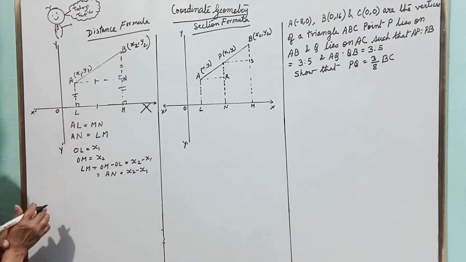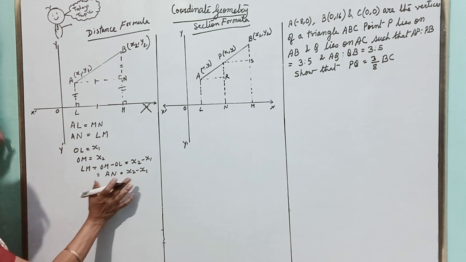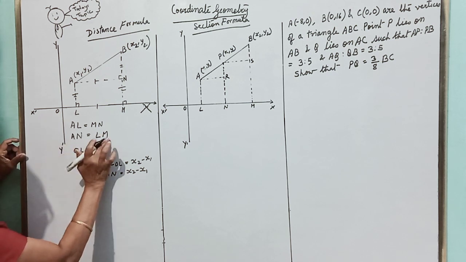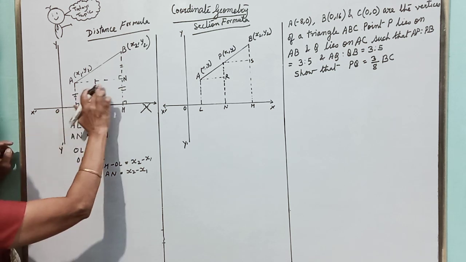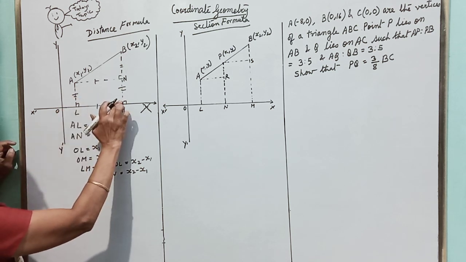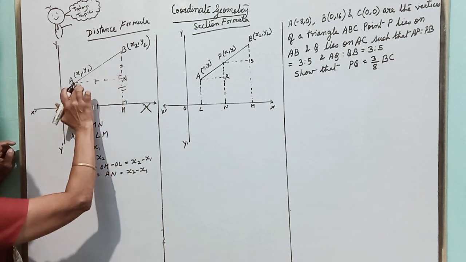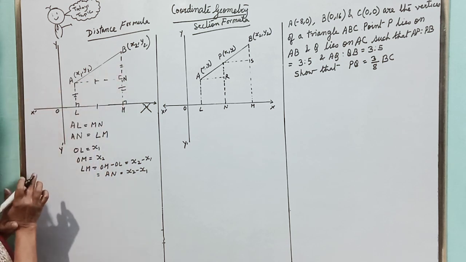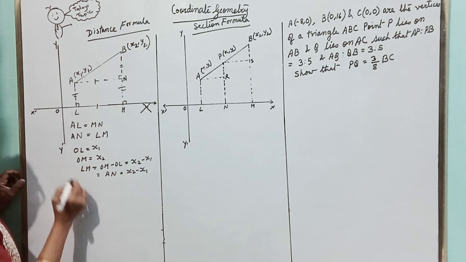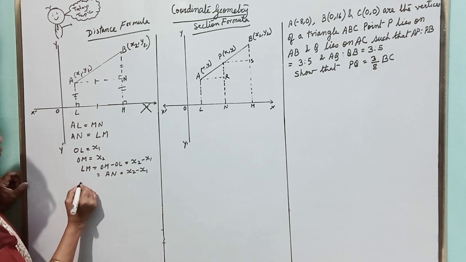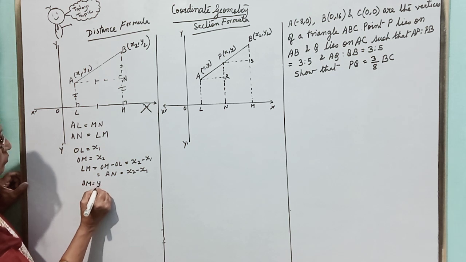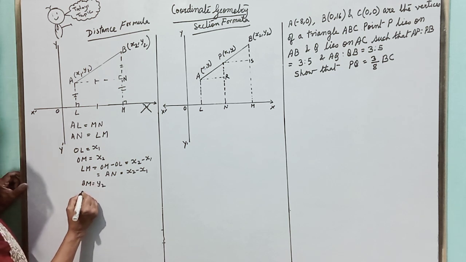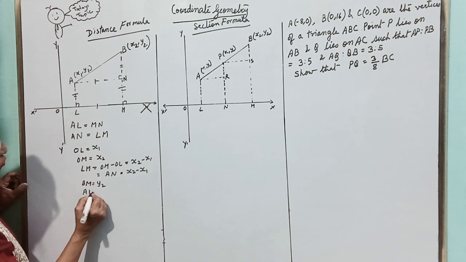Clear? I think it is very clear to you, because AN is the opposite side of the rectangle LM. We have drawn the perpendicular. This is 90 degree. This is also 90 degree. This is 90 degree. Obviously, the fourth angle will also be 90 degree. This is a rectangle. Now, BM is equal to y2 and AL is equal to your y1.